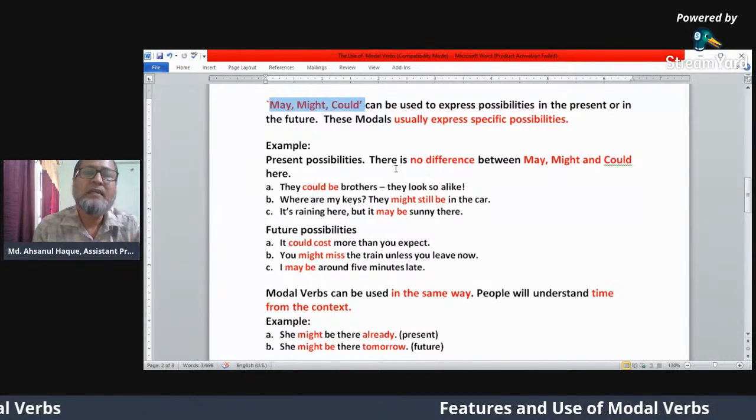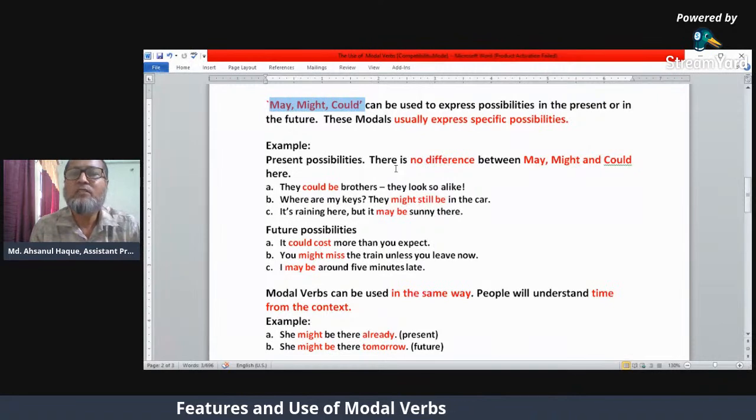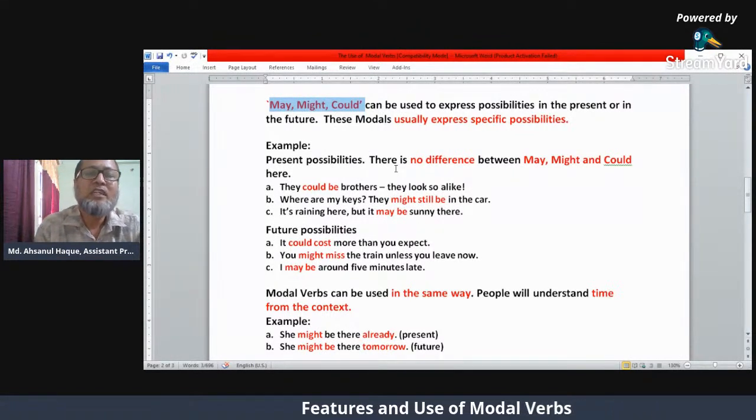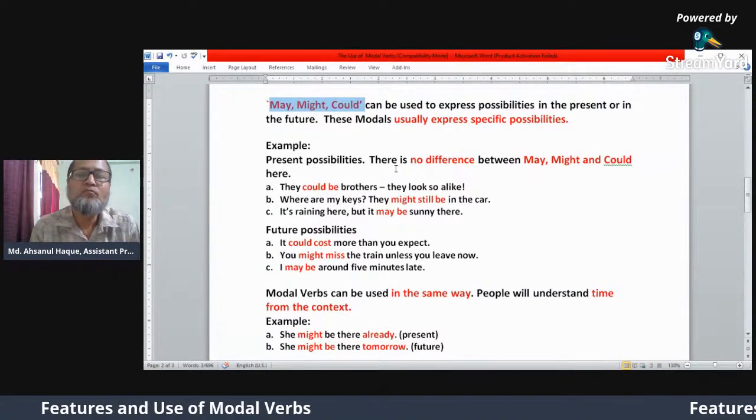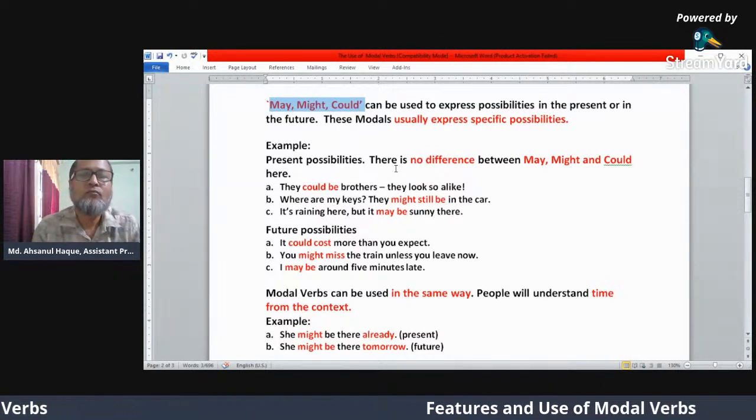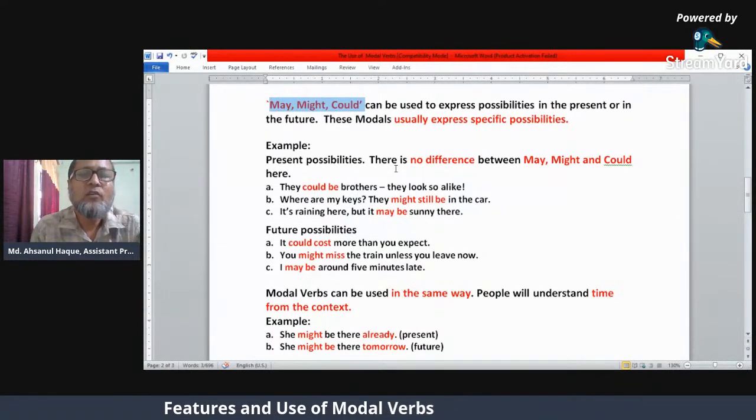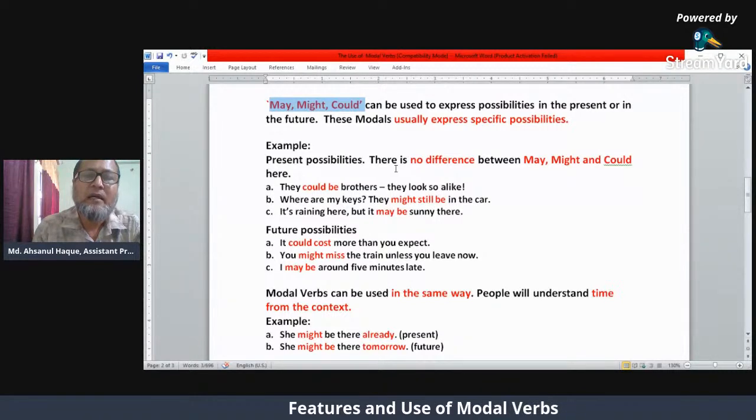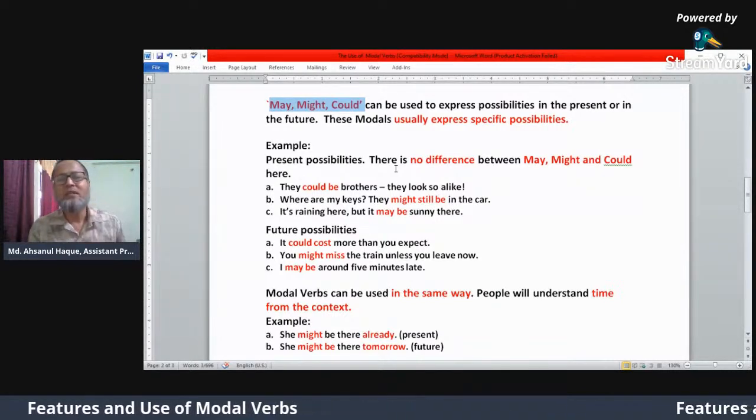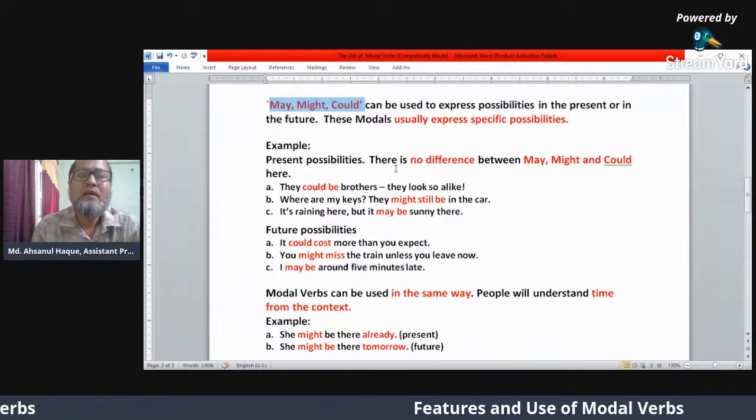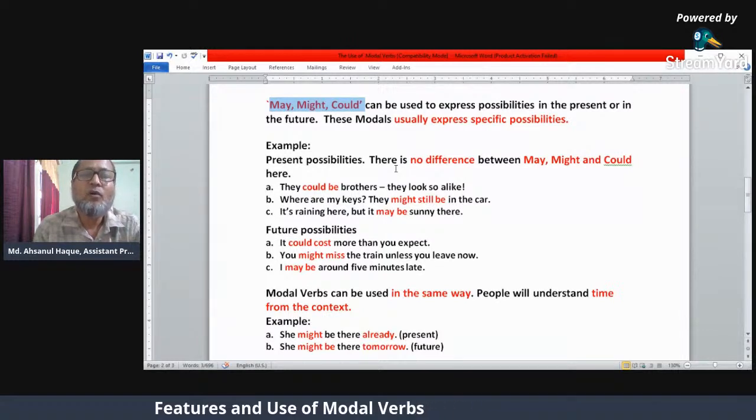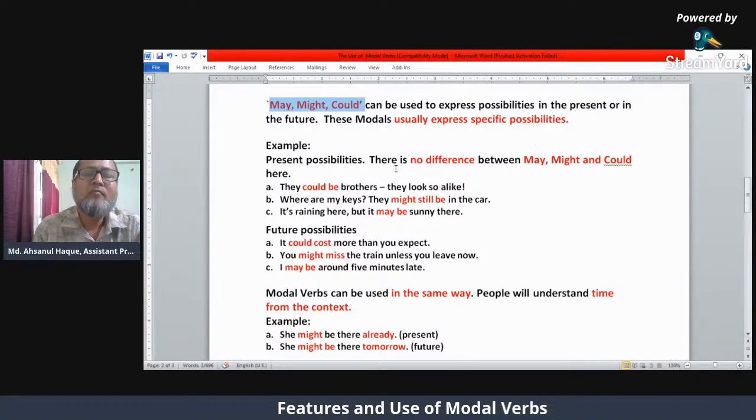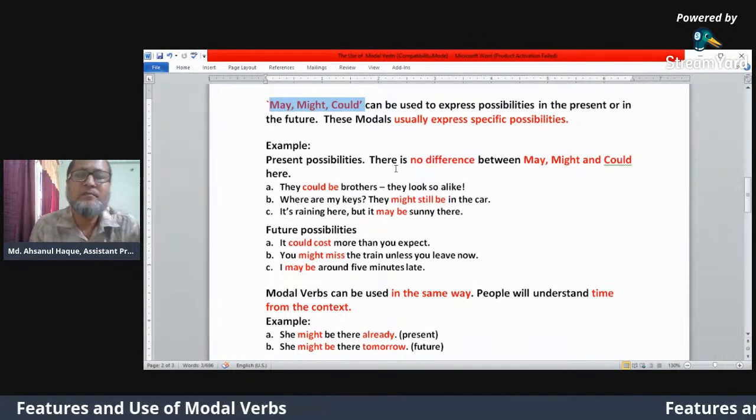Example, present possibilities. You see, there is no difference between may, might, and could here. That means when we want to express present possibilities, we can use may, might, and could in the same way. You see here, they could be brothers. They look so alike. That means the brothers actually look almost the same. That is why they could be brothers. So we can use all these three modals in this place. They might be brothers. They may be brothers. They could be brothers. No problem.